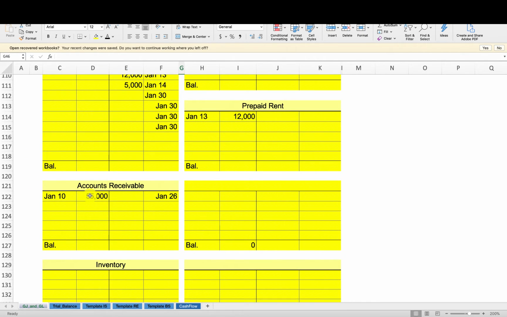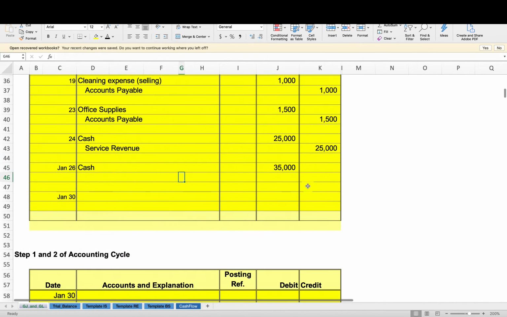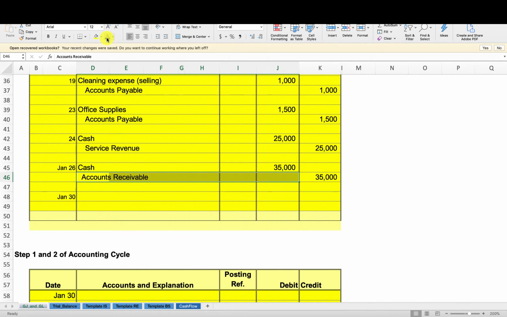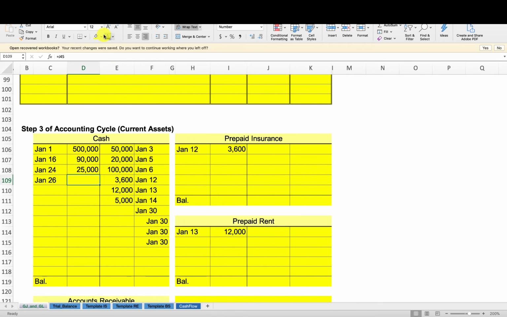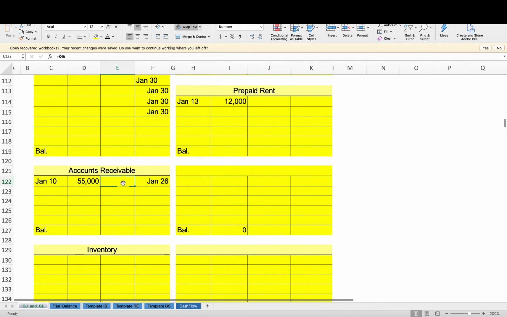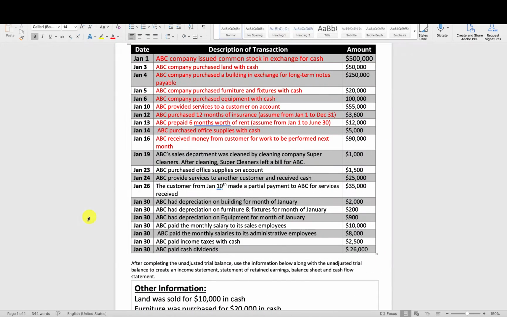Well, I just got 35, so accounts receivable has to come down. How does accounts receivable come down? It comes down with a credit. So I'm going to credit accounts receivable for $35,000 to reflect the amount that was paid. So I go to cash, and here's my $35,000, and I go to accounts receivable, and look at the balance in accounts receivable. Look what happens to that balance. Now, instead of 55, my balance is 20, because I owed 55, I got paid 35, and so now I only owe 20. Okay, let's look at the next one.